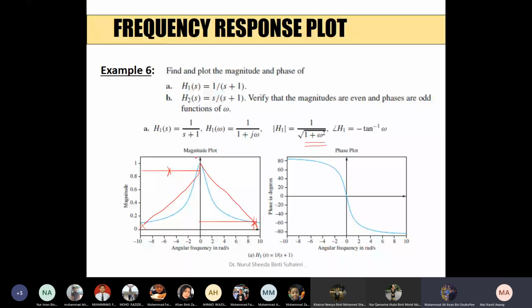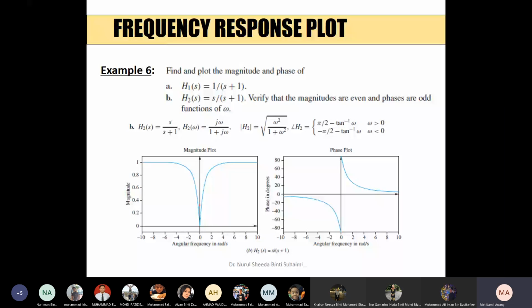So it passes this part. And this one looks like a band stop.